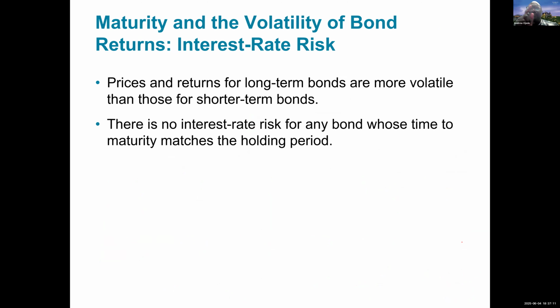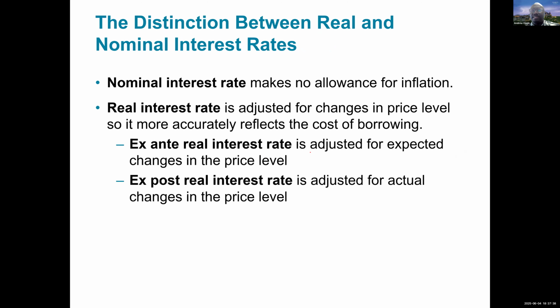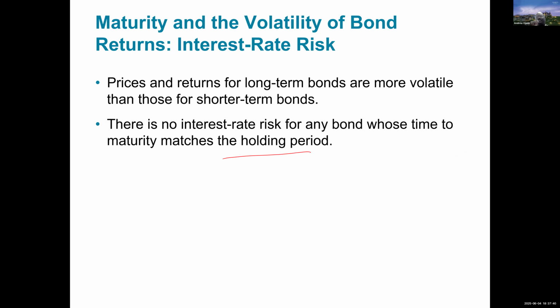Prices and returns for long-term bonds are more volatile than those for shorter-term bonds. Long-term bond prices vary a lot for any given change in interest rate. There's no interest rate risk for any bond whose time to maturity matches the holding period. So if you're holding a bond until maturity, you don't have to worry about interest rate risk, because you never sell the bond. You're going to get all the cumulative interest throughout the life of the bond. That's it for the bond.